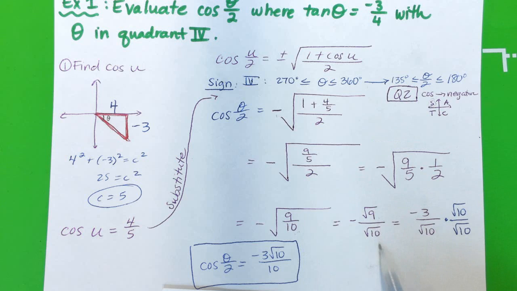I can take the square root of each. The square root of 9 is going to simplify to 3. Square root of 10 is going to stay the same, but I can't have a radical on the bottom, so I need to rationalize. And then this will be my final answer.